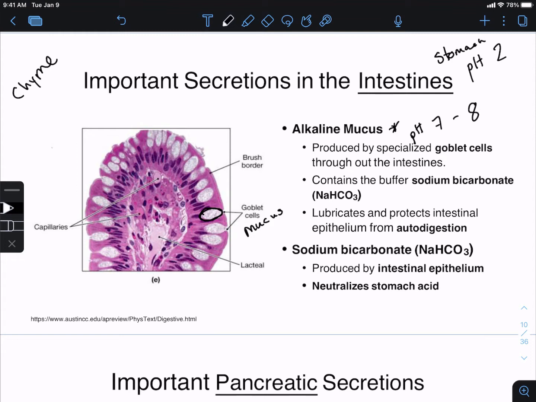It carries with it the acid, and that acid would digest the intestines if we don't neutralize it. And so fortunately, our alkaline buffer contains sodium bicarbonate. As we look at some other secretions, we're also going to see sodium bicarbonate being dumped in bulk into the intestinal lumen by the intestinal epithelium and also the pancreas. That'll be shown to you on the next slide. Very, very important.